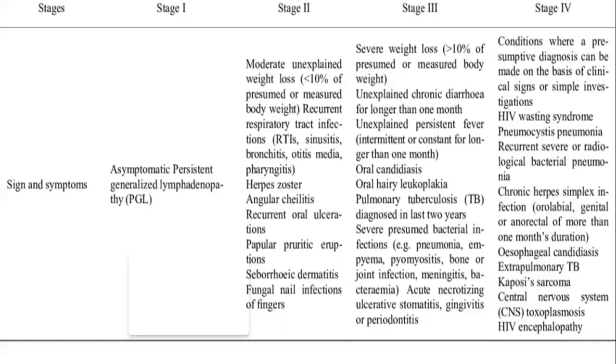But stage 1 is asymptomatic or persistent generalized lymphadenopathy. Stage 2 is less than 10% weight loss, mild respiratory infections, herpes zoster, and skin lesions. Stage 3 is all respiratory things, including severe weight loss and diarrhea. Stage 4 is HIV wasting syndrome and esophageal candidiasis, tumors, and CNS lesions. CNS lesions include HIV encephalopathy and CNS toxoplasmosis.